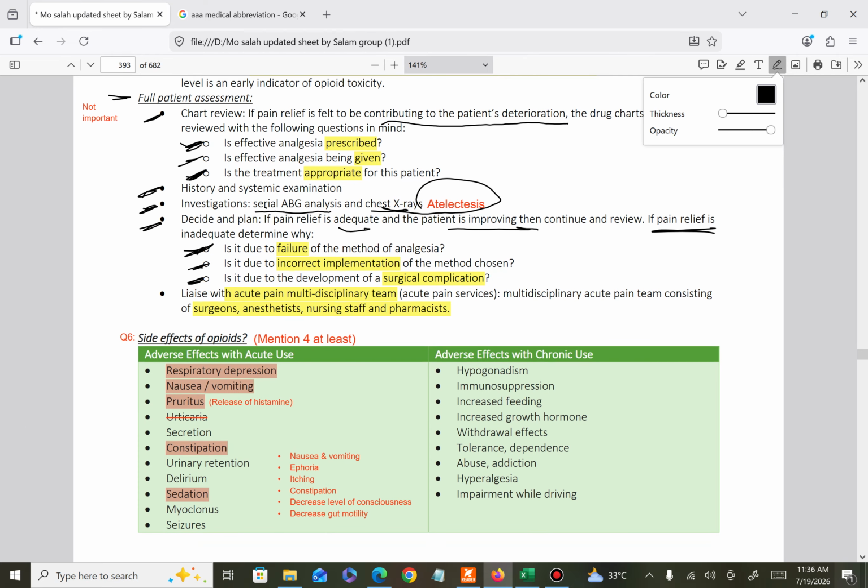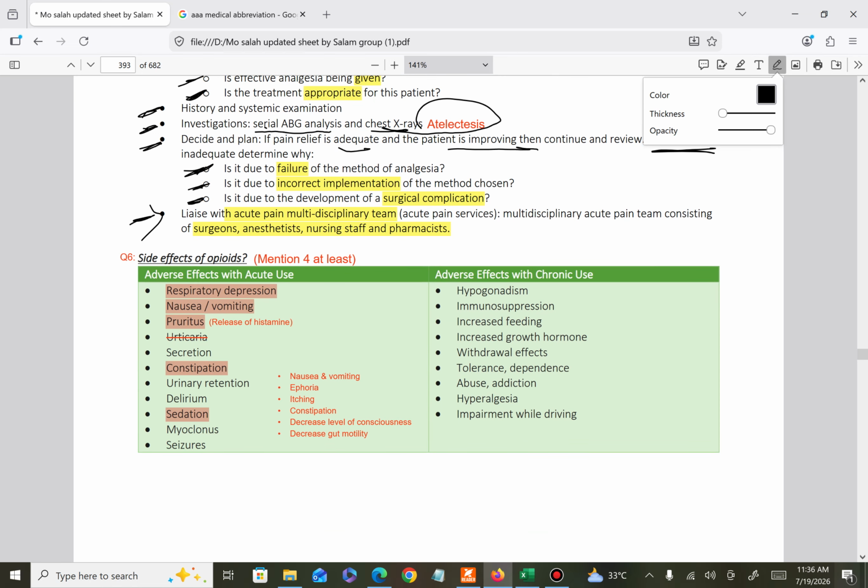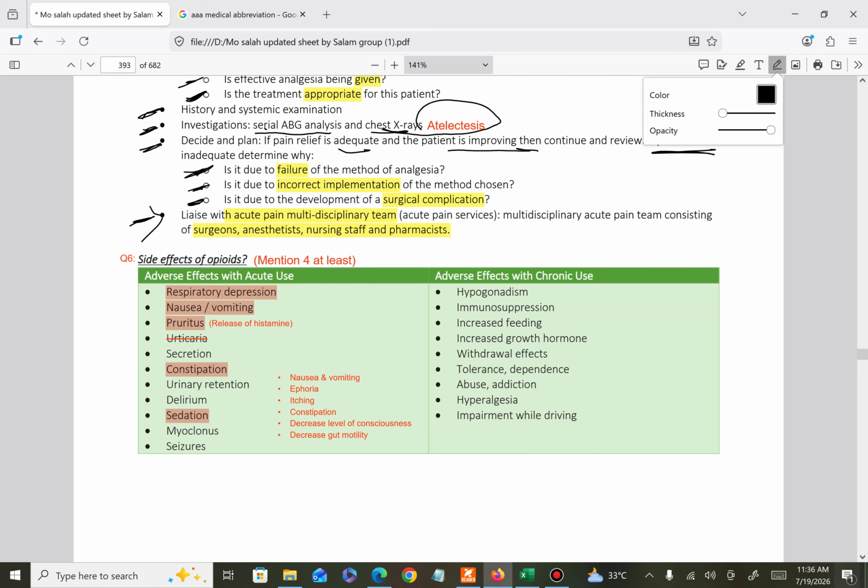So we must report this acute pain to the multidisciplinary team. Acute pain services: the multidisciplinary acute pain team consists of surgeons, anesthesiologists, nursing staff and pharmacists.